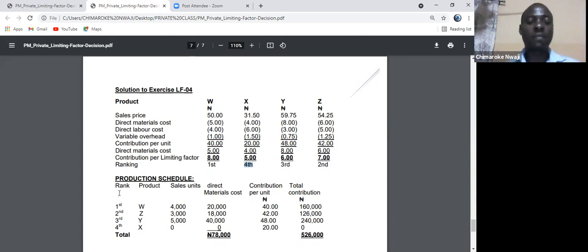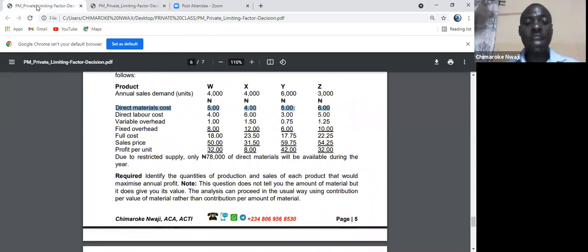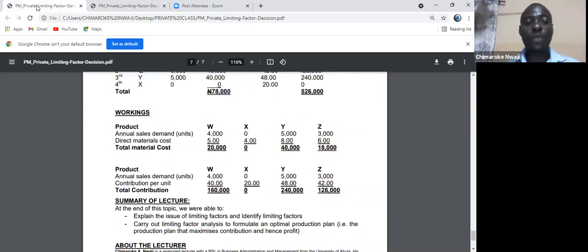Your ranking, 1 to 4, the products in order of ranking, all lined up. Then you don't put anything in the sales unit. Go to direct material cost, which is your limiting factor, and put the total you want to achieve under here, 78,000. How do we achieve that? Okay, I did a series of workings here underneath. So let's follow this working. Let's go down here and look at the workings.